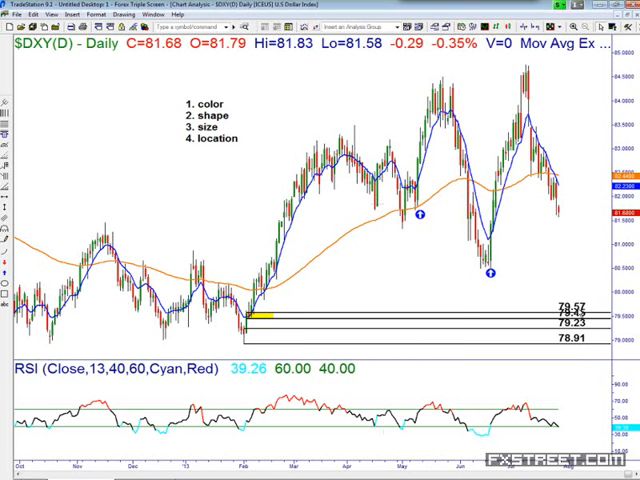So we're looking at about 79.57 down to 79.45 for the first level, and then 79.23. Just move these around a little bit so we can see them better.